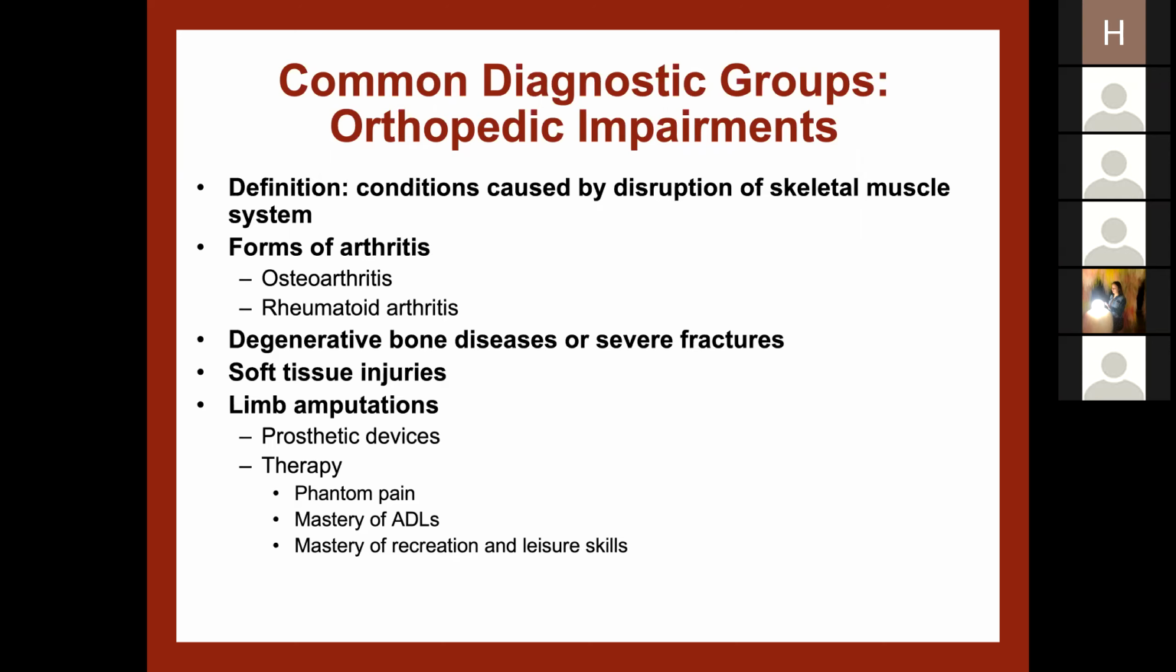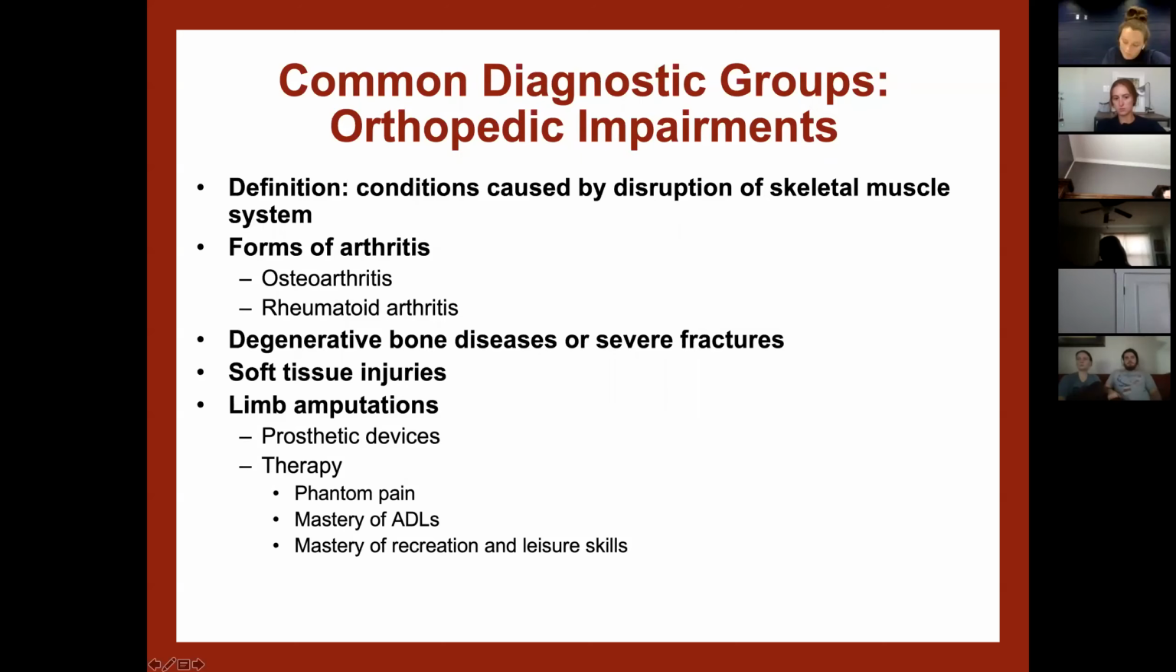Some other things are degenerative bone diseases, osteoporosis, severe fractures, soft tissue injuries, like I said, like a hamstring tear, ankle sprains. And then we also work a lot with limb amputations, which is actually a very interesting group to work with. They've got some things going on that the normal population does not, per se.